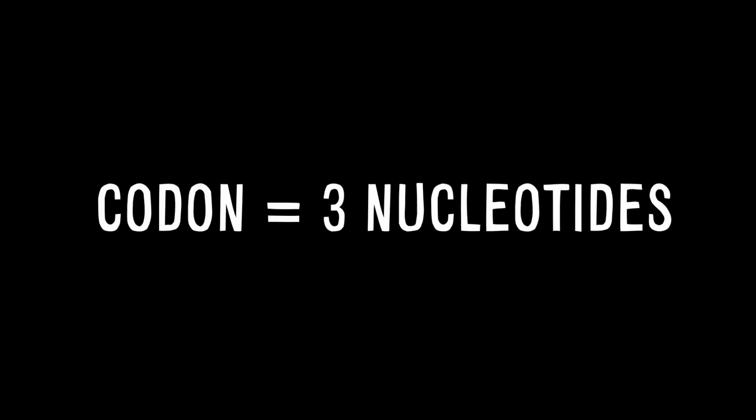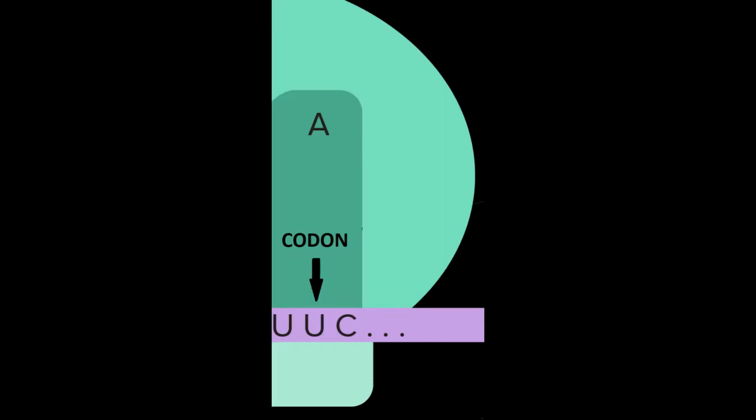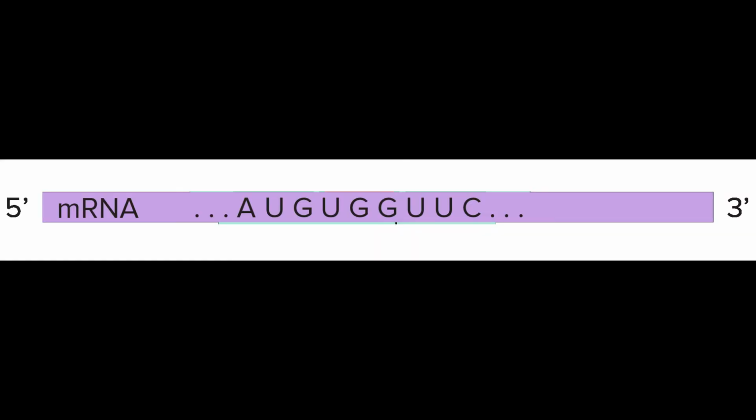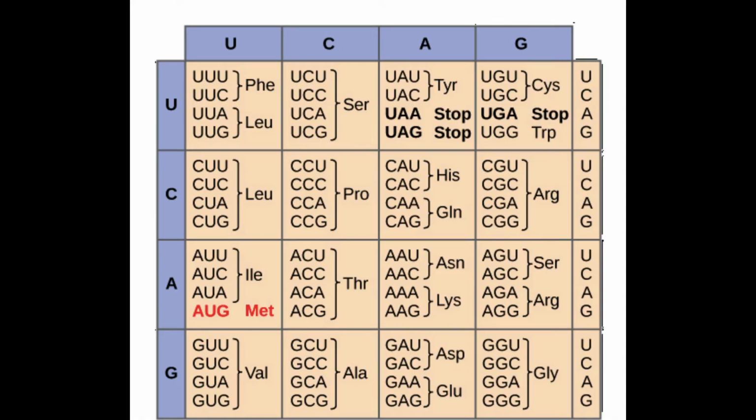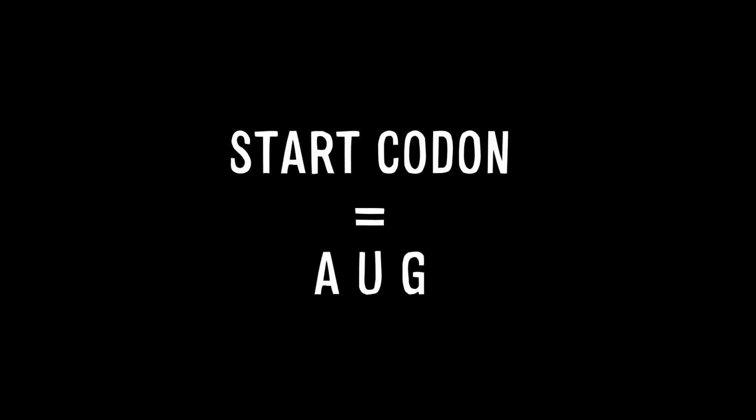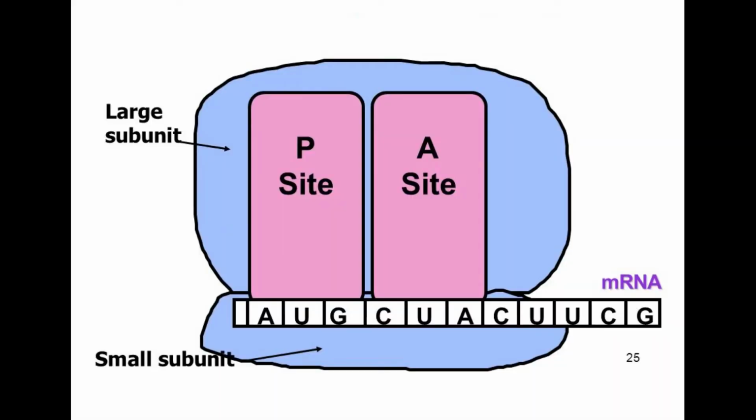Here, a codon, which is equal to 3 nucleotides, gets scanned by the A site. The A site must scan the genetic code from 5' to 3'. The start codon is the codon which always starts the genetic code, and it has the code AUG. Once the A site scans the start codon, it knows to begin scanning for more codons.